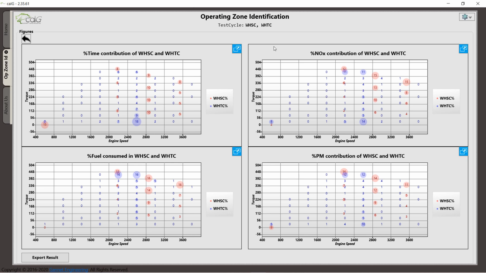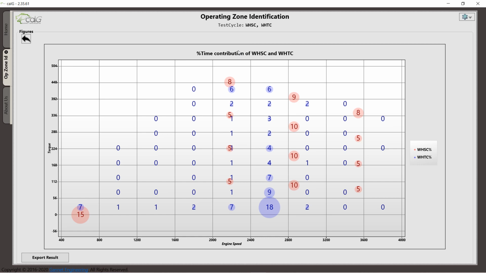So the first one shows the time contribution. This shows 15% of the time for steady state data is running at this point, and 7% for a transient state is running at this point. Here also it shows 18% time is running here, 9% time is running here, 7% is running at this point. Similarly, all the other points. The red indicates the steady state and the blue indicates the transient state.